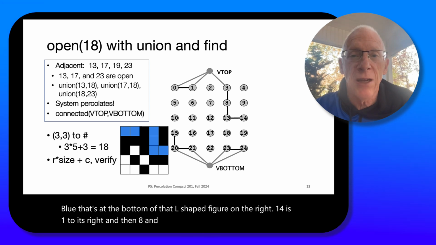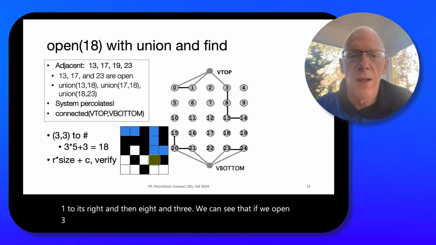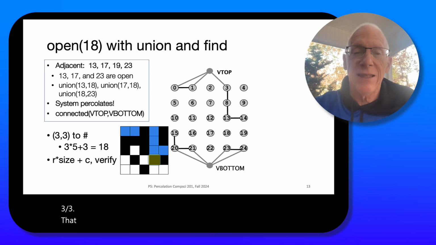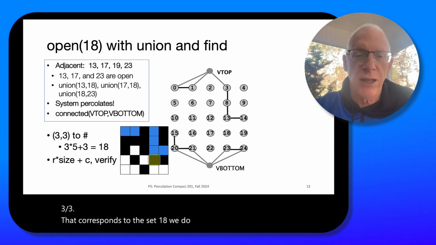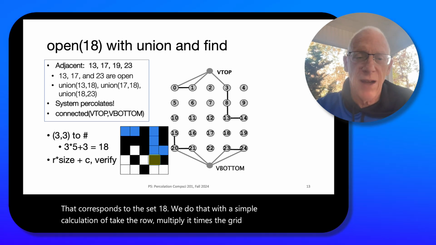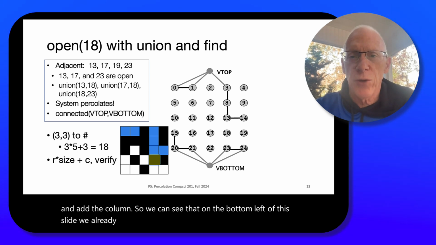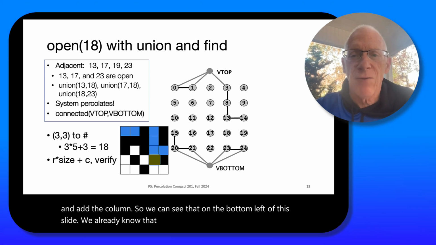We can see that if we open 3, 3, that corresponds to the set 18. We do that with a simple calculation: take the row, multiply it times the grid size, that's 5, and add the column. So we can see that on the bottom left of this slide. We already know that 13 and 17 and 19 and 23 are all adjacent to 18.